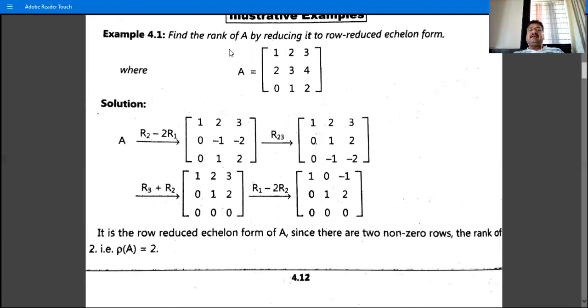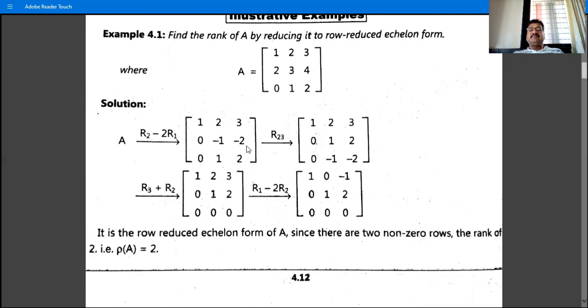Next example: find the rank of A by reducing it to reduced row echelon form. So I have to reduce this matrix to reduced row echelon form. Consider A, and then reduce this element to 1. It is already 1. So I have to reduce this 2 and 0 to 0. The 0 is already 0, so we have to reduce this 2 to 0. The operation is R2 minus 2 R1. By using this, we reduce this 2 to 0.